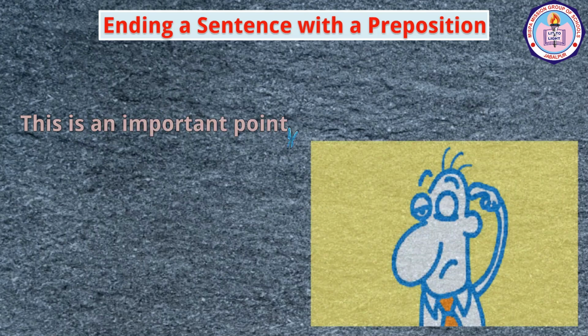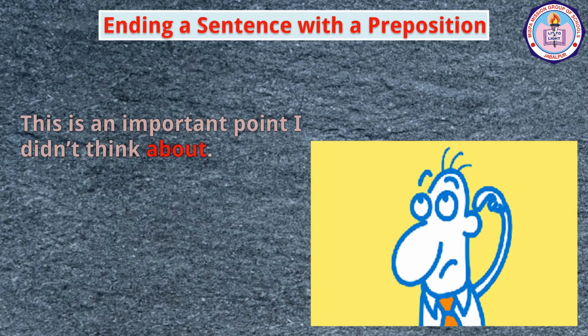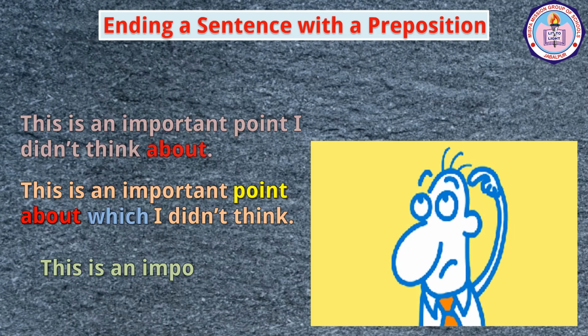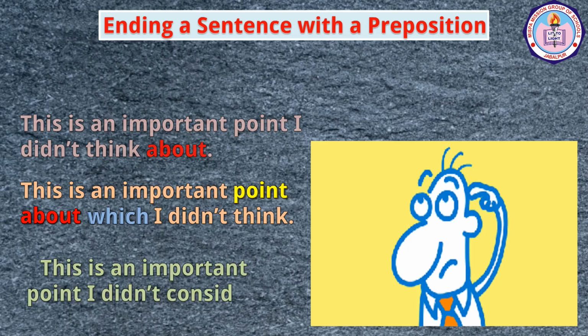This is an important point I didn't think about. Here, the preposition about is placed at the end without an object. It is logically not wrong. The sentence can be written in this way, having about between point and which. This is an important point about which I didn't think. Some think that to avoid the confusion, it can be written in this manner. This is an important point I didn't consider.